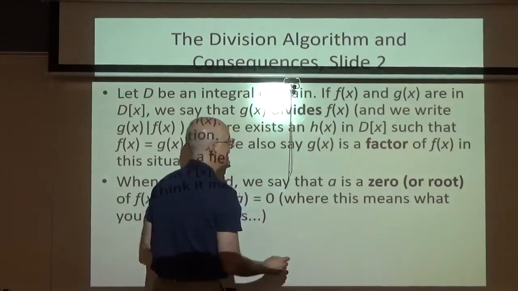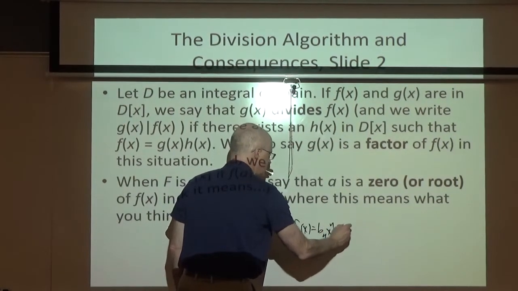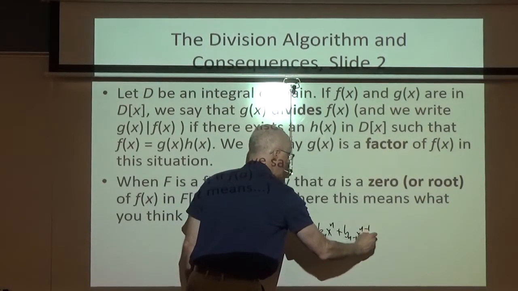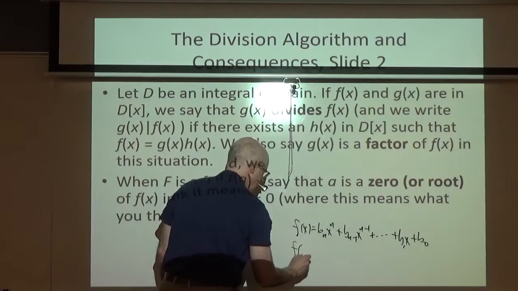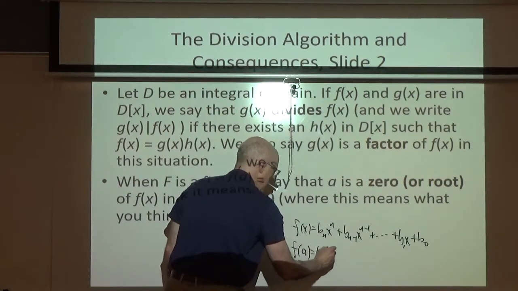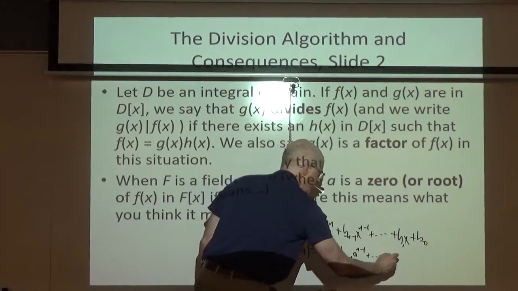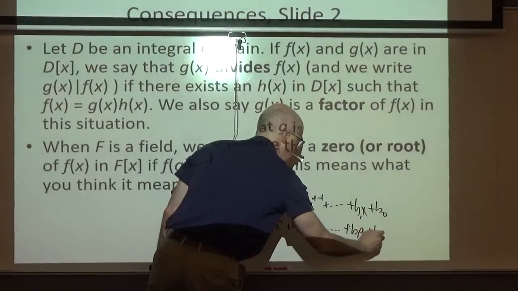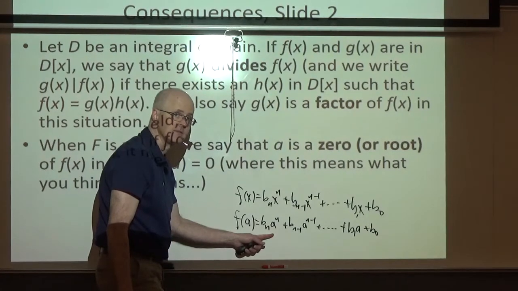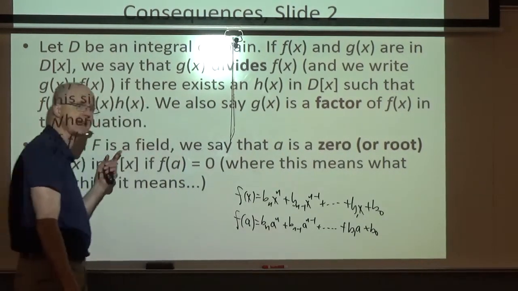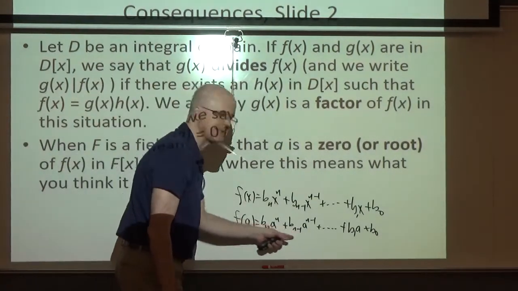If f of x has coefficients that I'll label b's here instead of a's to distinguish them, this is what you would think it means: go ahead and replace all the x's with a's and then do the ring computations. So a to the n power really does mean a to the n power in that ring, the coefficient ring, which in this case is a field actually, multiplied by b_n in the field. Add this thing, etc.